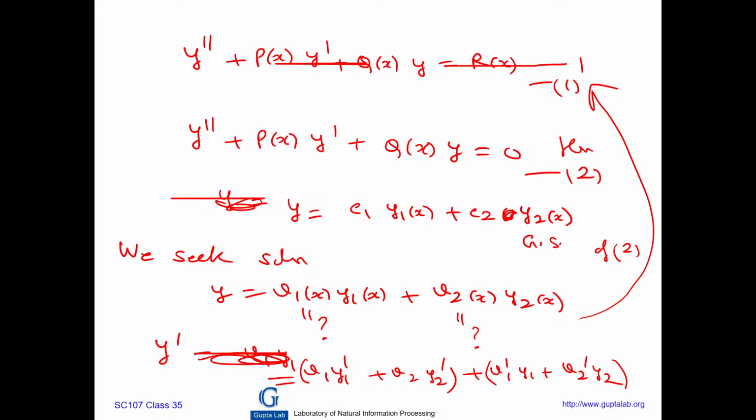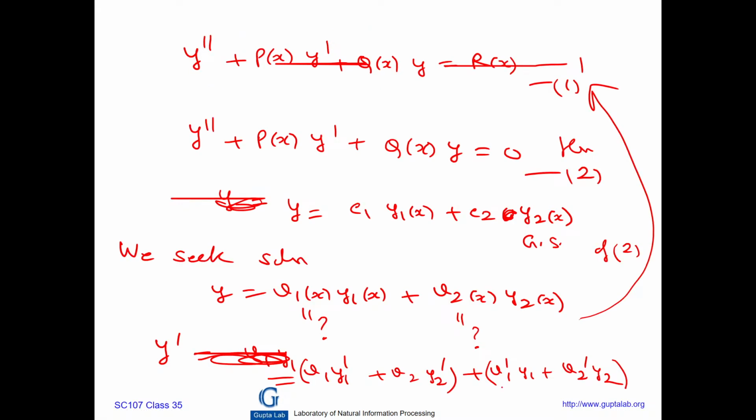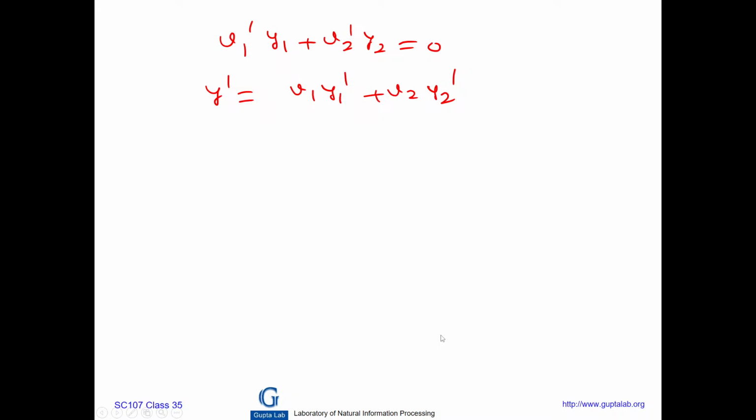So this will give us V1 prime y1 plus V2 prime y2 is equal to 0. This is 1. And then y prime will become V1 y1 prime plus V2 y2 prime, right? Because this portion is 0. So you are left with this portion only, right? Y prime is this. So I can also again compute y double prime then.